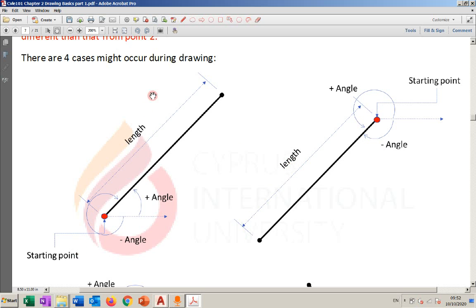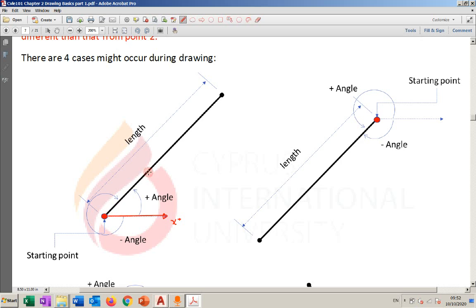The starting point is very important in the polar coordinate system. Why? Because at the starting point, we draw this imaginary positive x-axis, so that we know which angle we need in order to draw this line. Look, this is the starting point, and this is the imaginary positive x-axis. Because AutoCAD measures the angle from there.